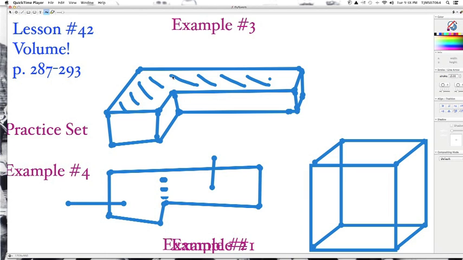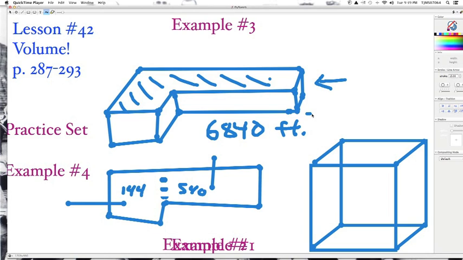And what we found out was this is 540 feet squared. Squared because it's a flat 2-dimensional shape. And this was 144 feet squared. Squared because it's a flat 2-dimensional shape. Add those up, we come up with 684. And then all you have to do is multiply that by the height, which is 10. So now we have 6,840 feet cubed.